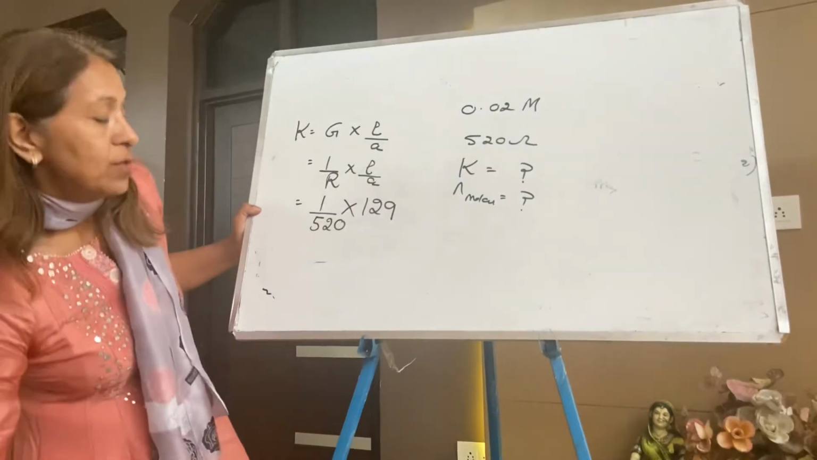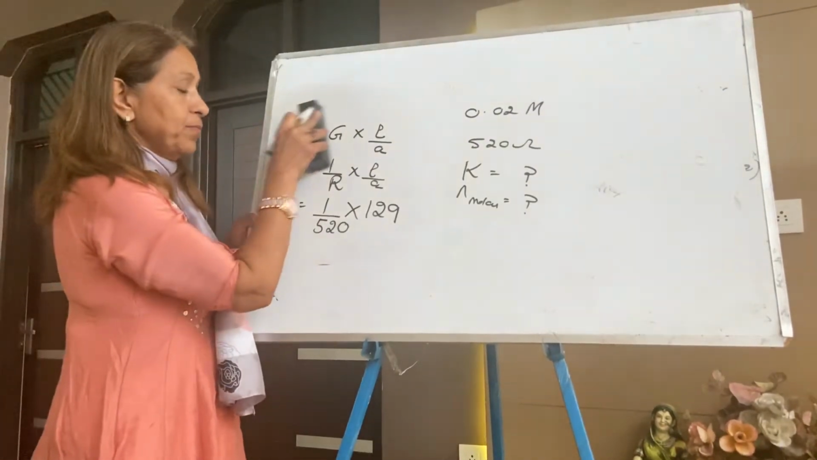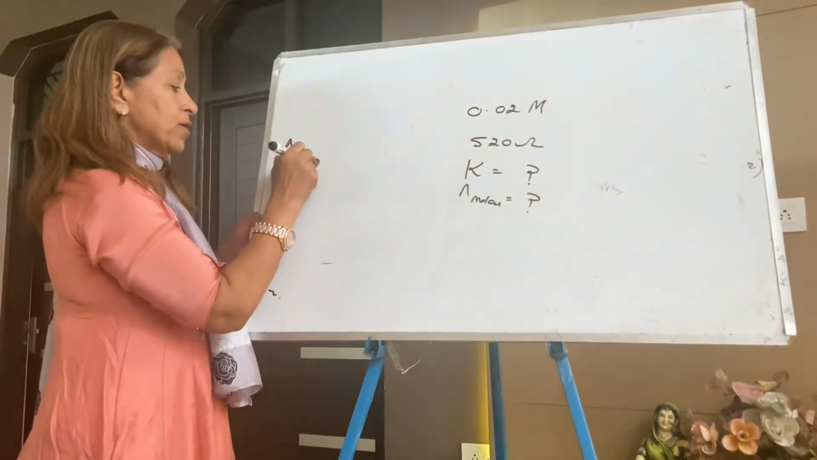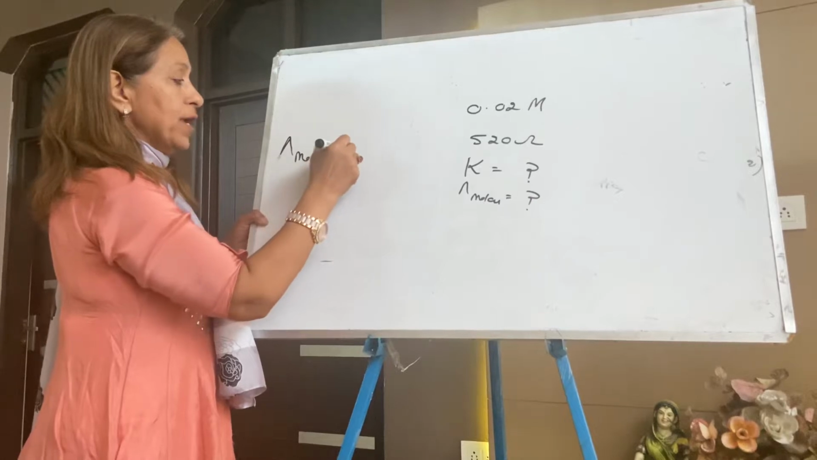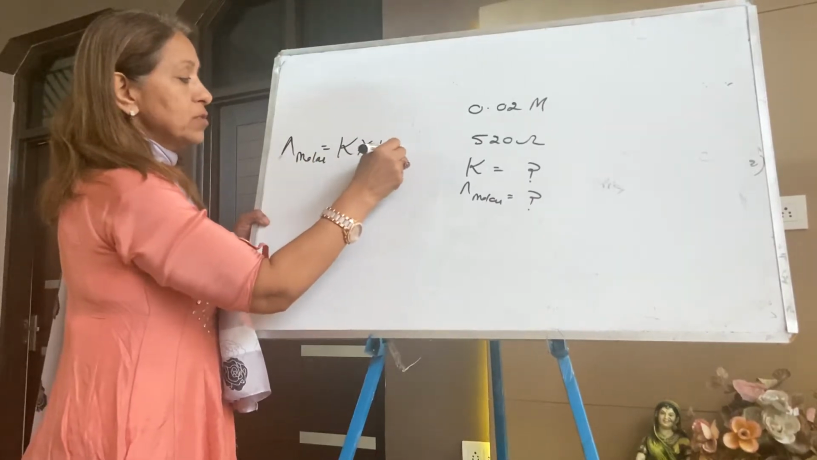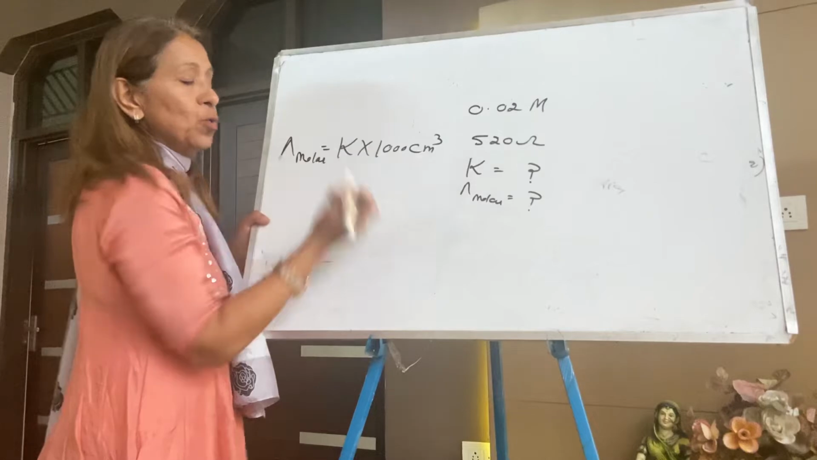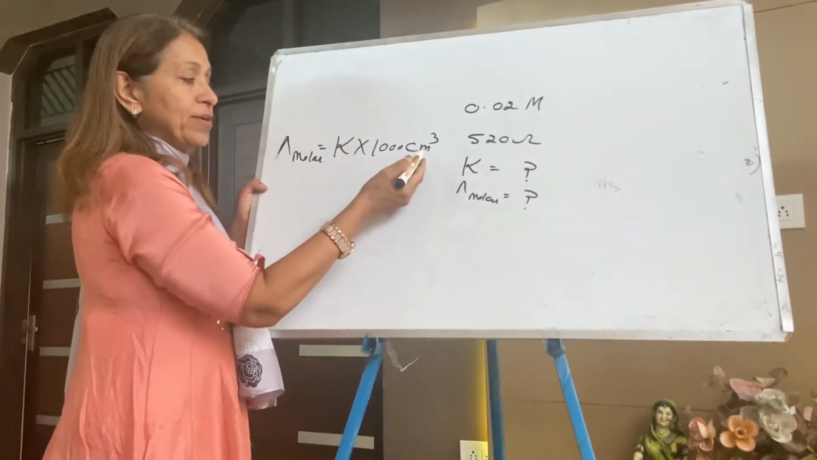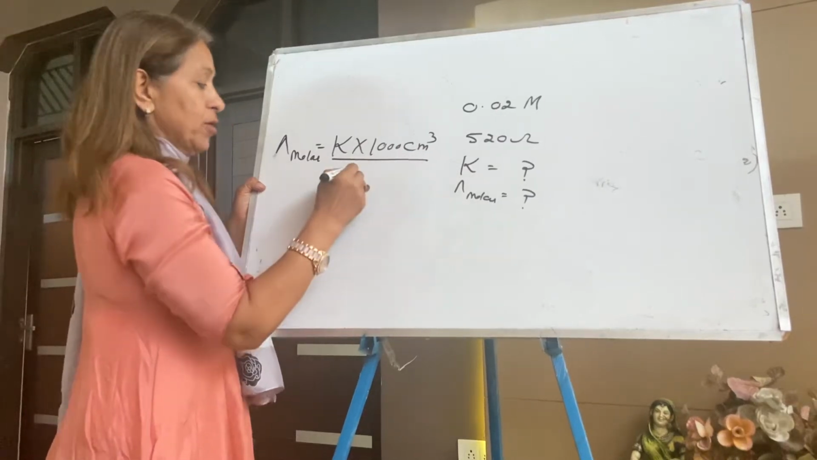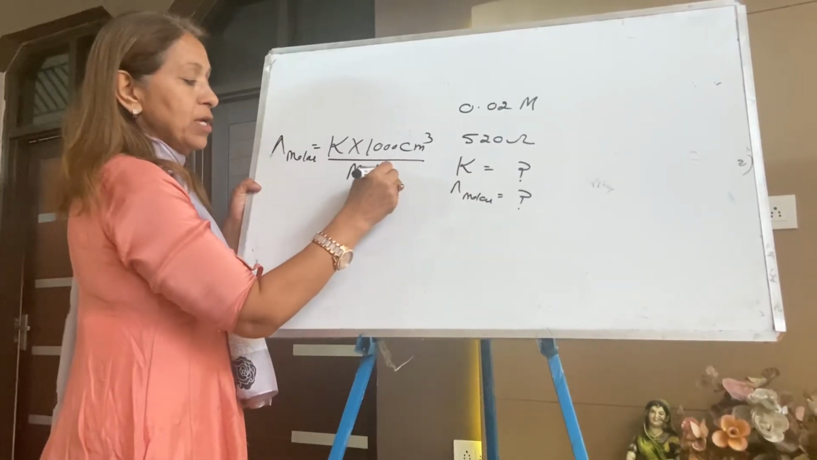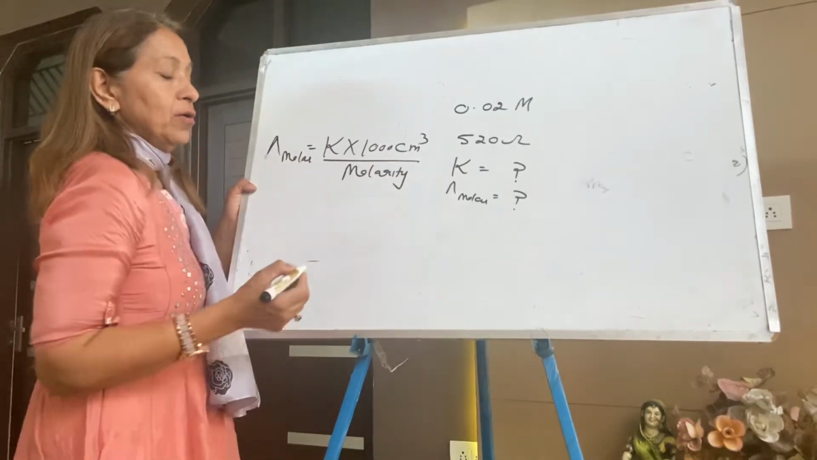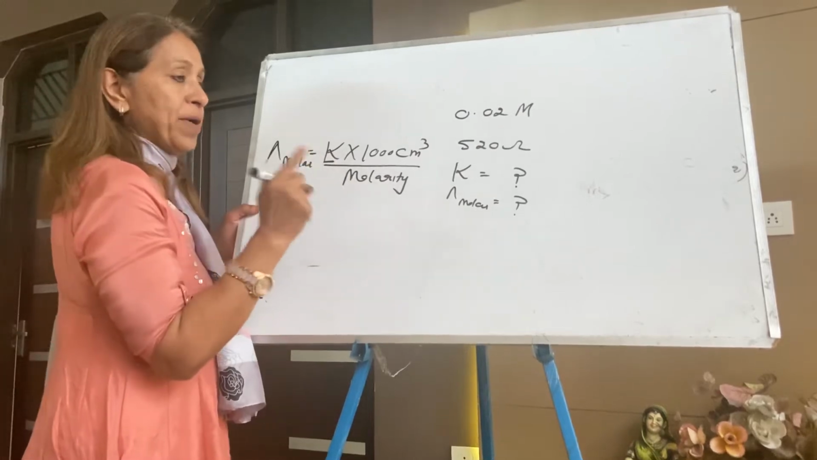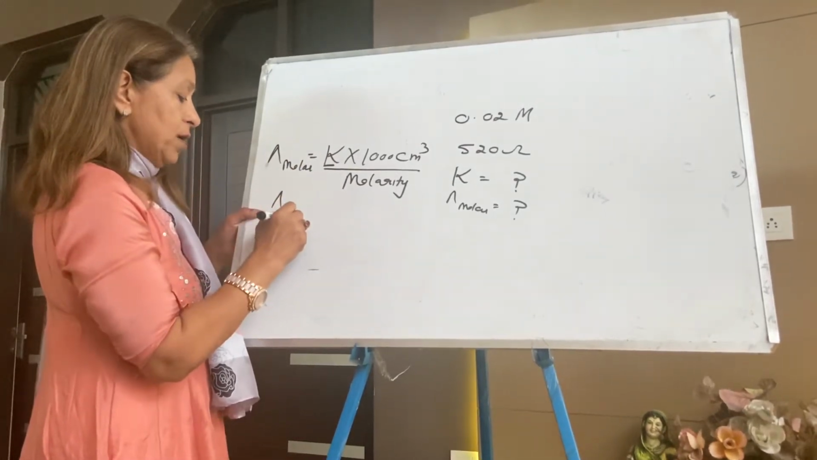Let us calculate molar conductance. Molar conductance is equal to K into 1000 centimeter cube. Because K is in per ohm per meter, you do not write this 1000 centimeter cube now. It is divided by molarity. There is no need to write the 1 meter because your K is now in per ohm per meter. So your answer comes lambda m.